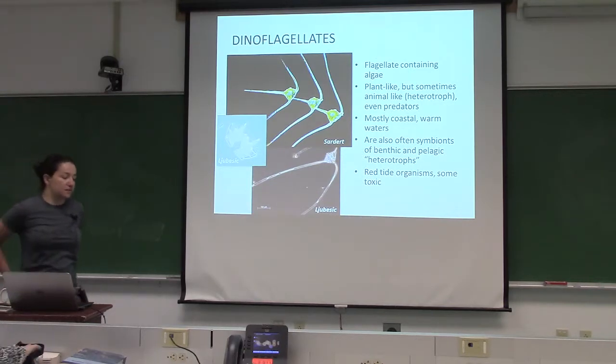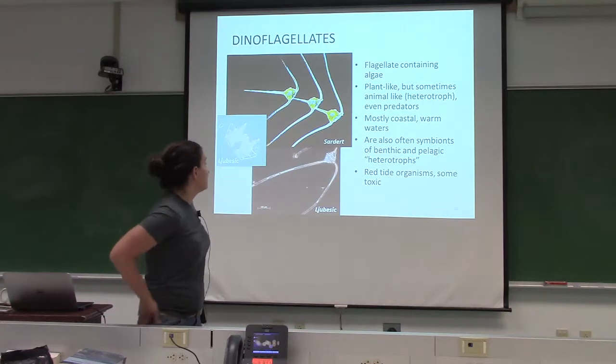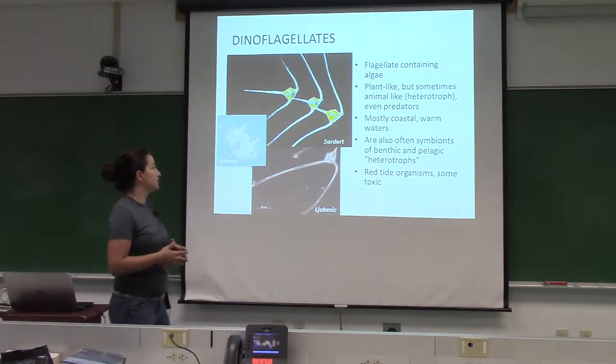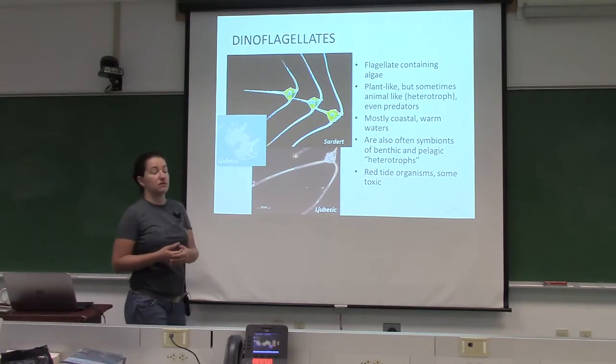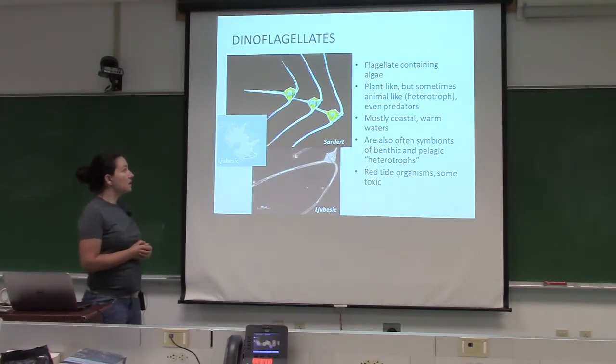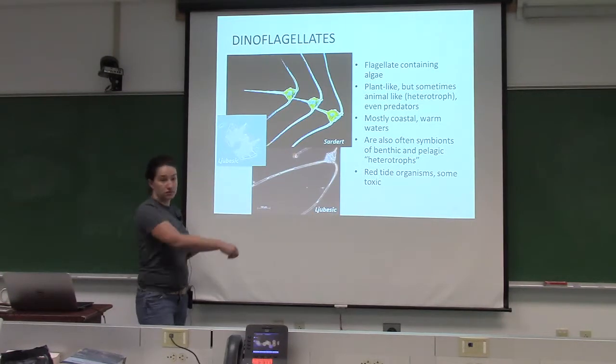So dinoflagellates, this is another group that's going to be rolling off our mouth, and these are relatively big, not always, but relatively big cells. We know we're mostly looking at these big cells, but they exist in nano formats too. They're the algae that have two flagella that allow them to travel.